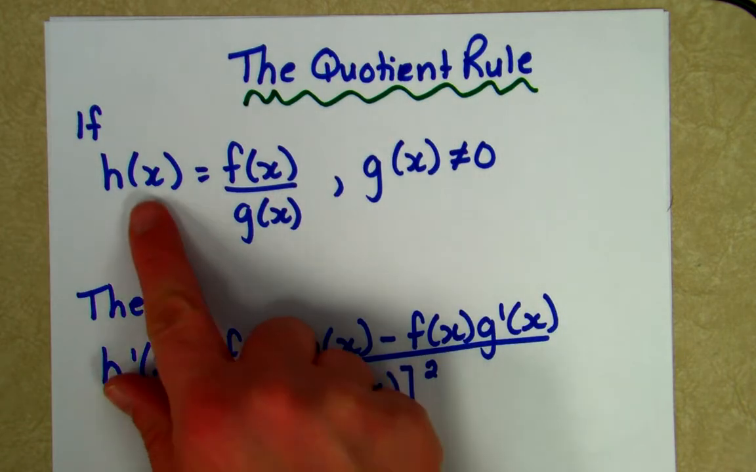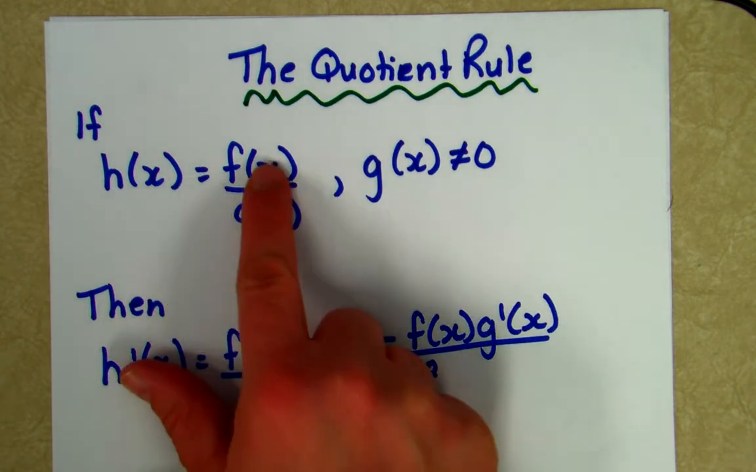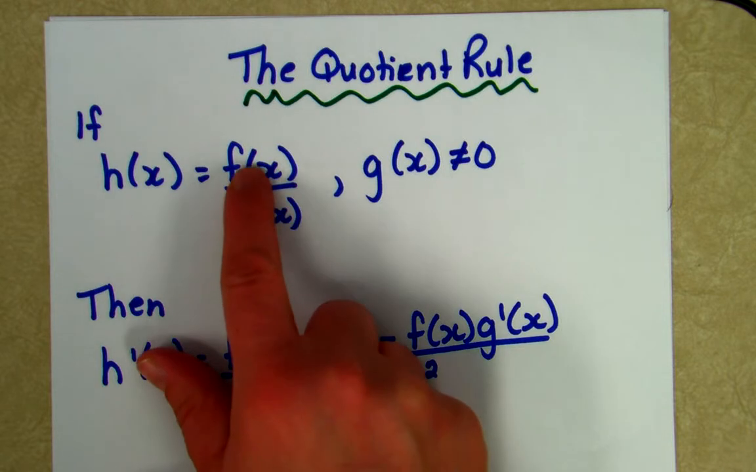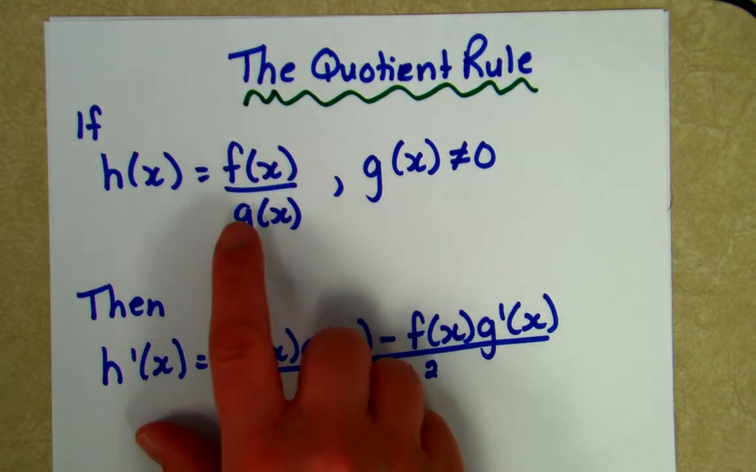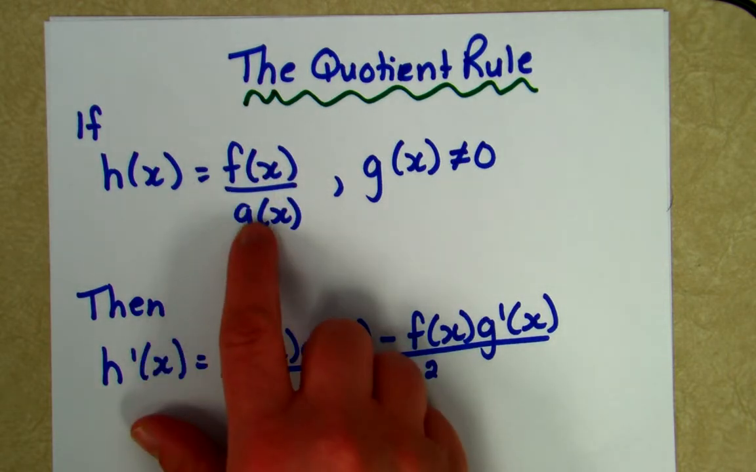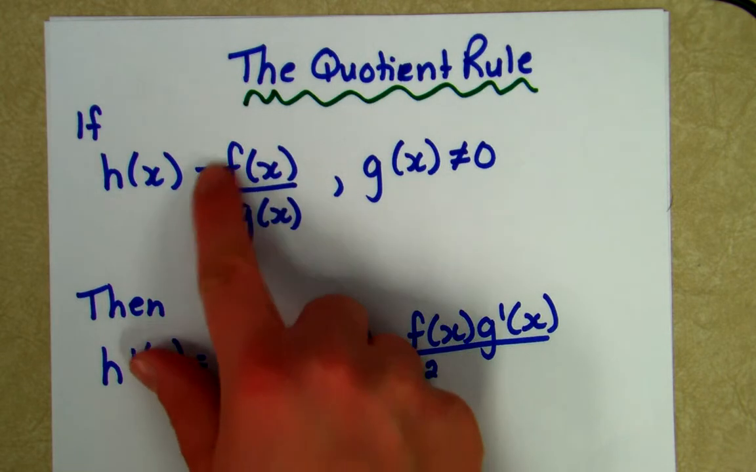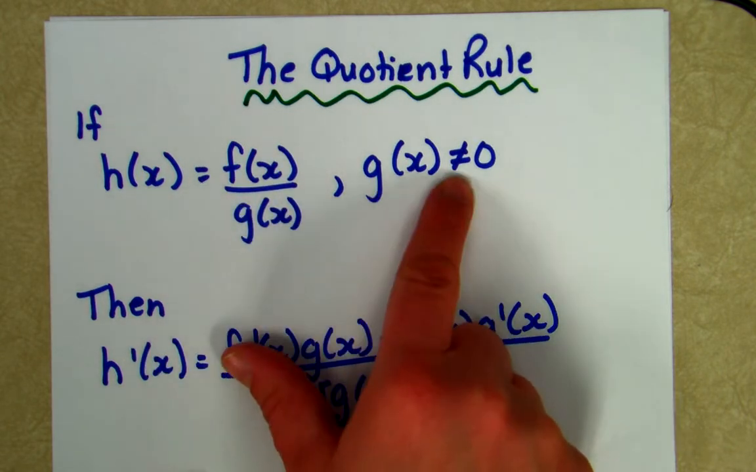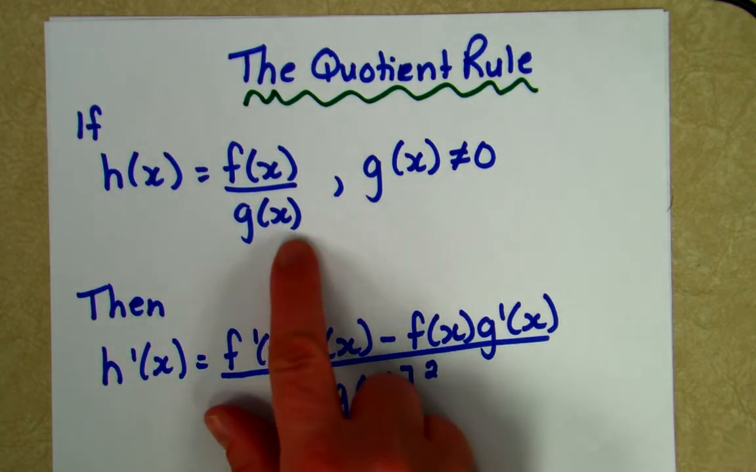So if I have a function h at x and it's equal to something over top another, so we have something to do with x on top, we'll call it f at x, and something to do with x on bottom, and we'll call that g at x. And this only works, of course, if g at x is not equal to 0, since it's on the bottom and we can't divide by 0.